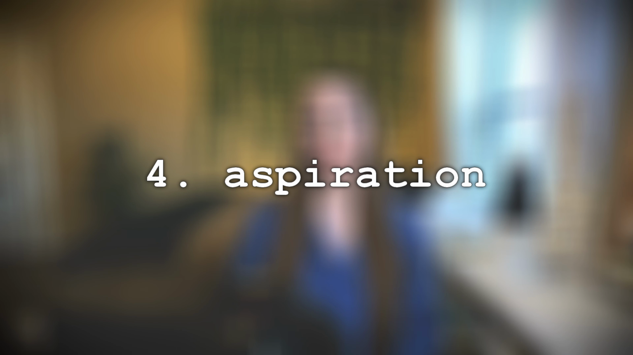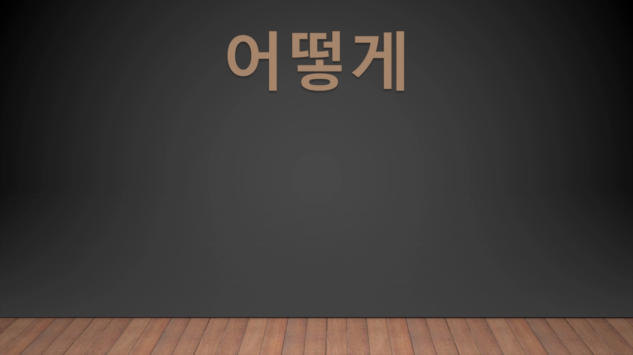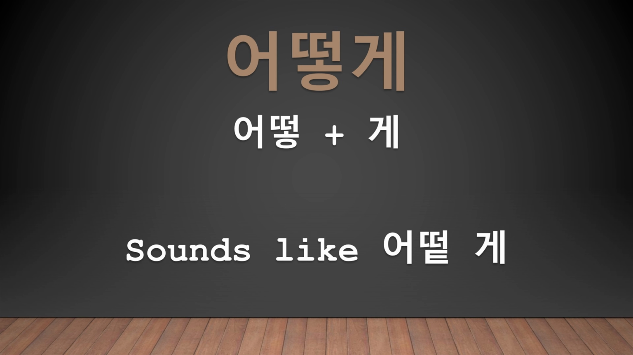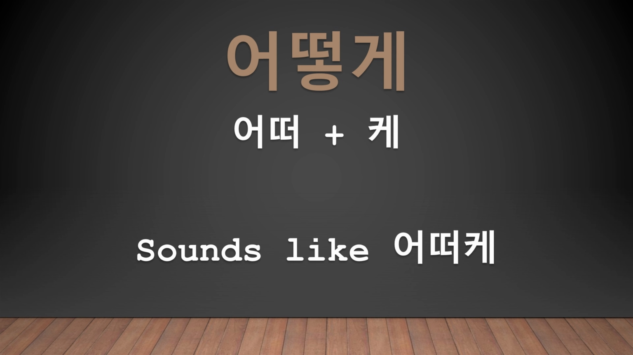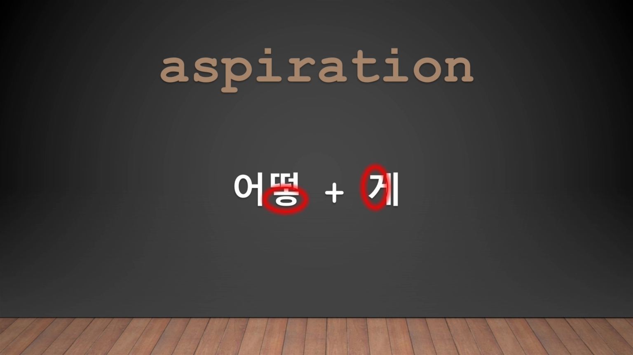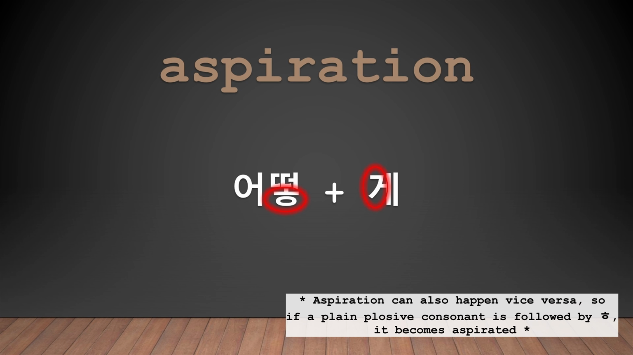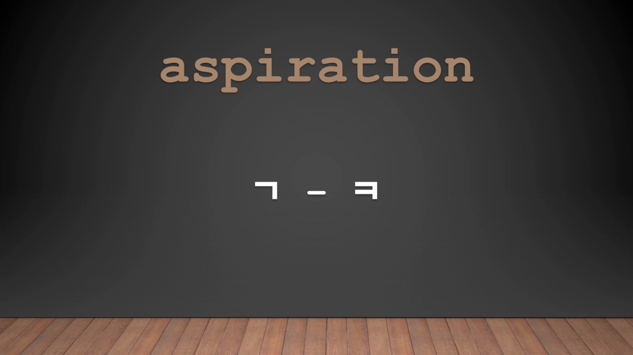Rule number 4 is called aspiration. Aspiration can be seen in the following example. 어떻게, meaning how. 어떻 and 게. 어떻게 is pronounced as 어떻게. When the 받침 is hiet and is followed by a plain plosive consonant, so biup, digut, jiut, or giok, hiet combines with the plosive consonant and creates an aspirated consonant. So biup turns to piup, digut turns to tiut, jiut turns to chiut, and giok turns to kiuk.